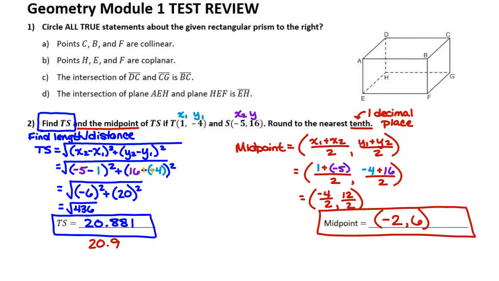What other problems from the review would you guys like to see me work through? Number 3? Absolutely. We can do number 3.